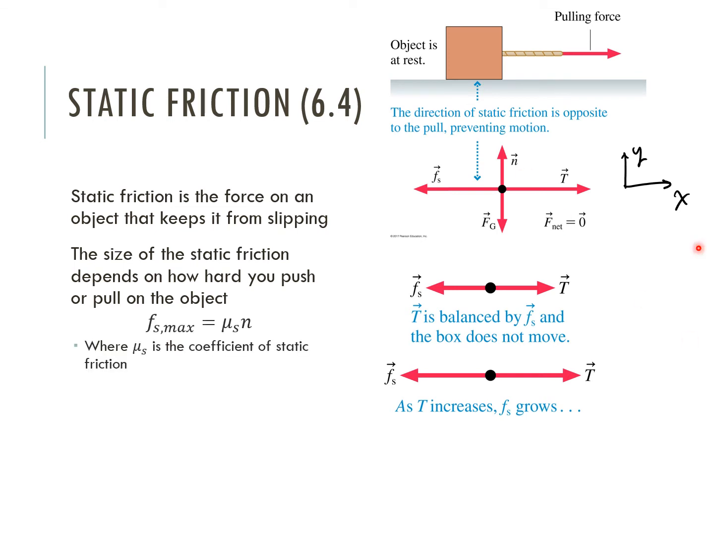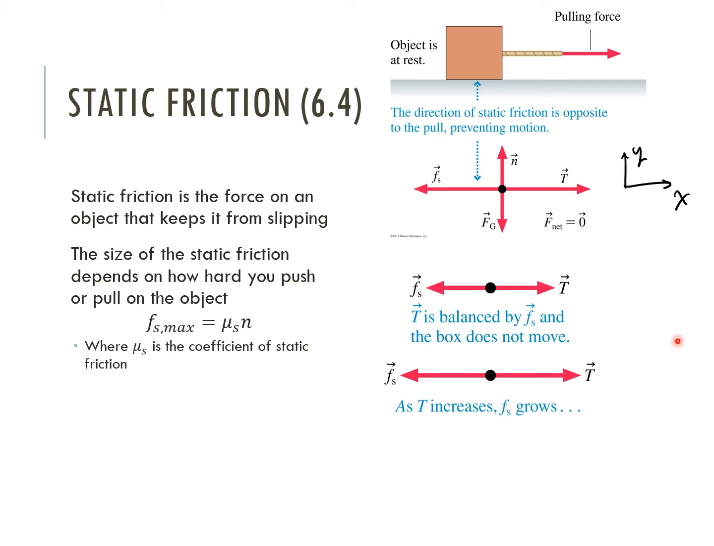Eventually, you are going to get to a maximum value where you can push or pull hard enough and you can overcome friction. This maximum value is given as such. So you have force of friction, or force of static friction, max is equal to mu s times n, where mu s is the coefficient of static friction and n is the normal force.